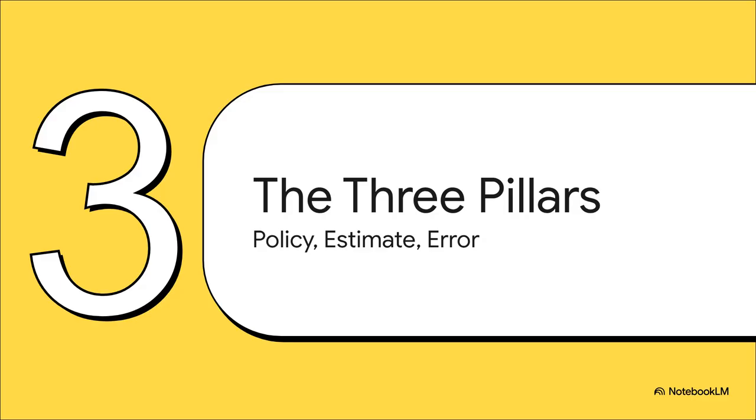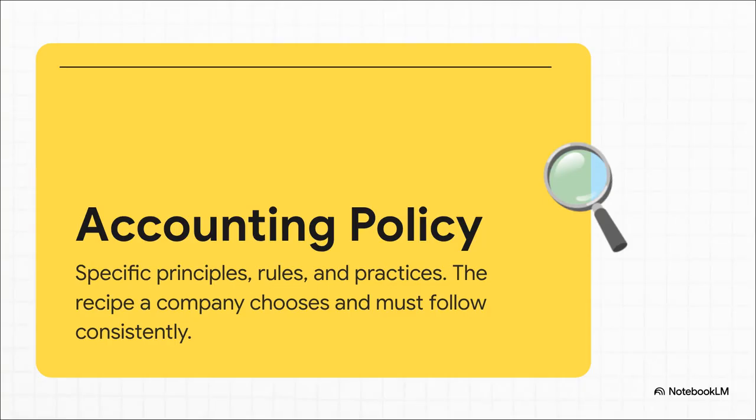Okay, to really get how IAS 8 works, you need to understand three key ideas: accounting policies, accounting estimates, and prior period errors. And trust me, the easiest way to think about these is to imagine we're using a recipe book. First up, an accounting policy. The standard calls this the specific principles and practices a company uses. In our analogy, this is the recipe the company chooses to follow.